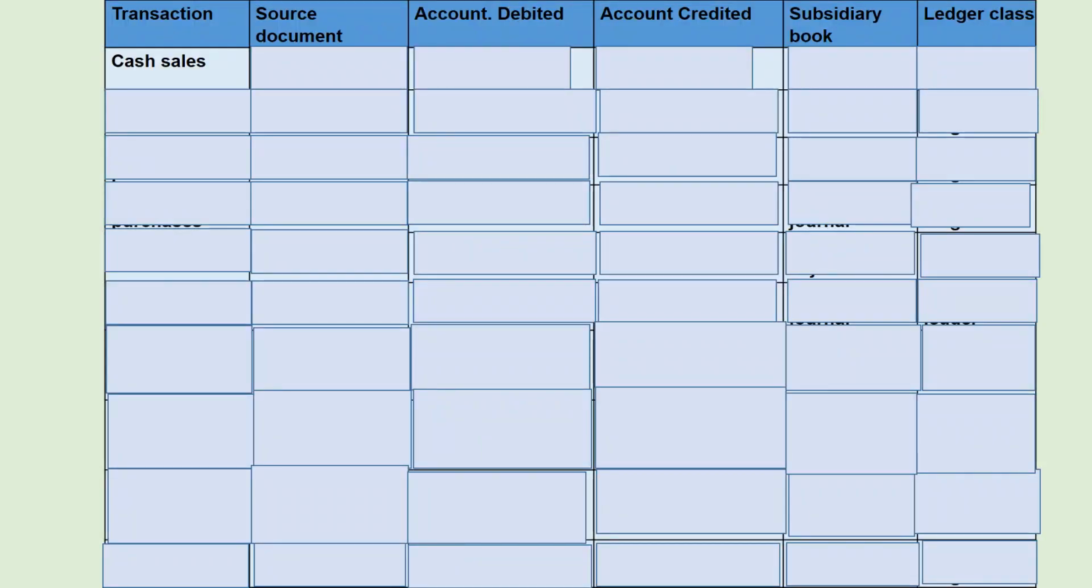So we're going to start with cash sales. Remember, cash sales simply means the cash you get after selling. So the first thing to identify is what's the source document. So you are the business, you have sold something and you have received cash. You are expected to give the buyer a receipt. Okay, so a buyer is going to get a receipt.